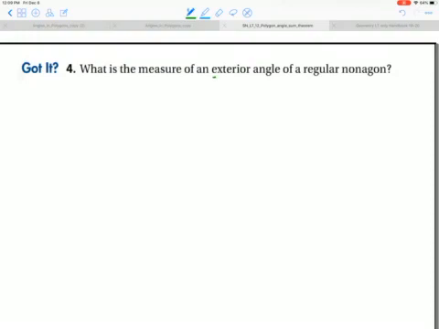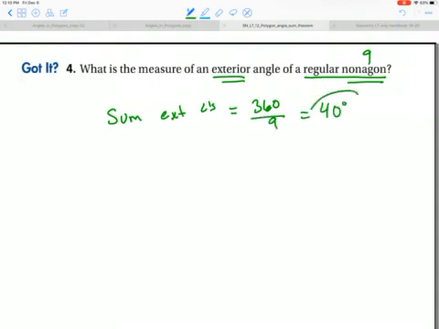What is the measure of an exterior angle of a regular nonagon? Knowing it's regular, all exterior angles are going to be congruent. Nonagon is 9 sides. So the sum of the exterior angles is going to be 360. To get 1, I divide by 9. And I'm left with 40. And that's the end of this movie.